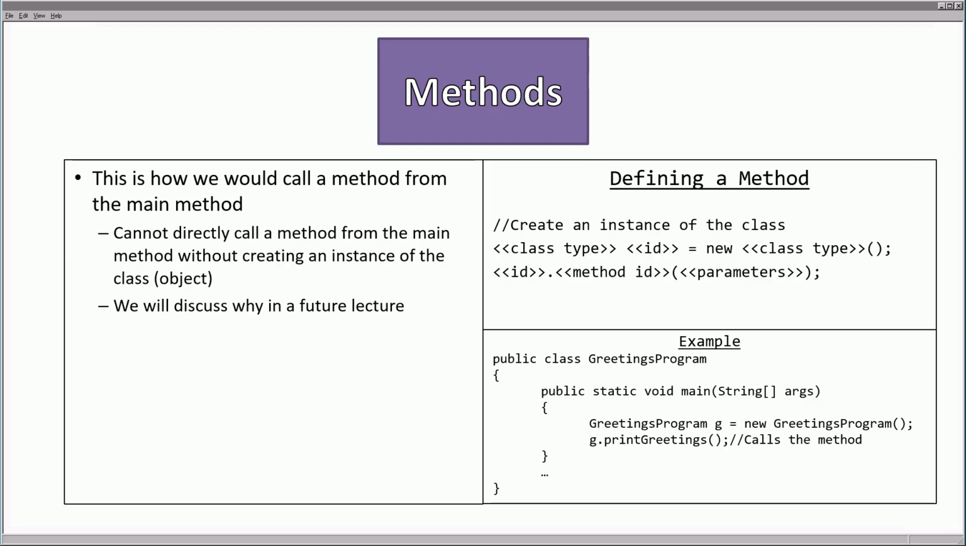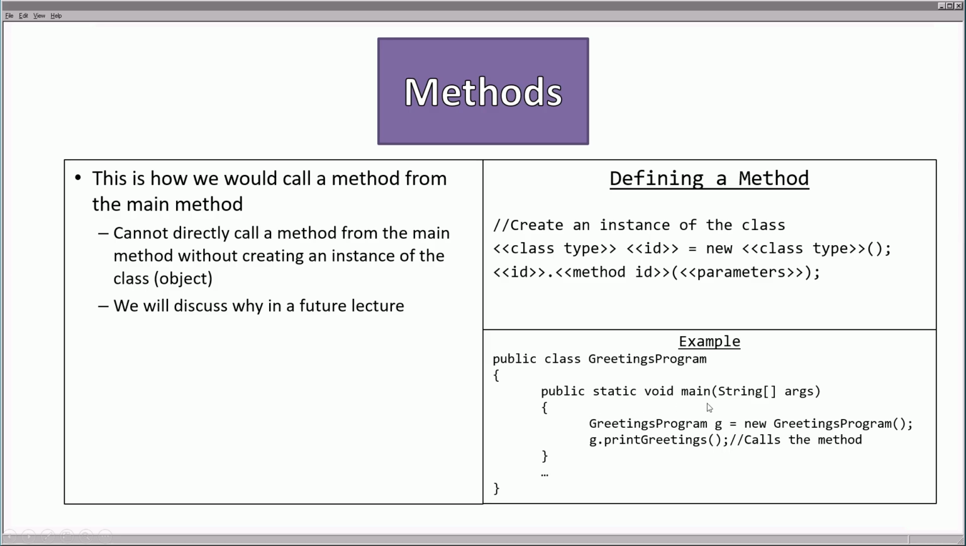Now, once again, what we just saw was how we could call a method from a different class, from outside of it. But also, in addition to that, this is how we would call a method from the main method itself. Now, we cannot directly call a method from the main method without creating an instance of the class called an object. We'll discuss why that is in a future lecture. However, for now, let's take a close look at this example. Let's just assume that we had the other methods that we've previously talked about inside of this example, which was print greetings and also get greetings string. Now, as you can see here, here's our main method.